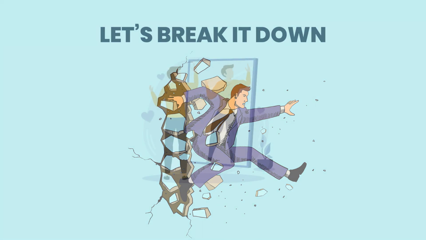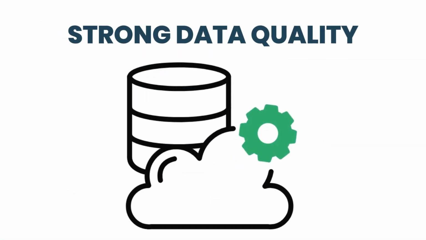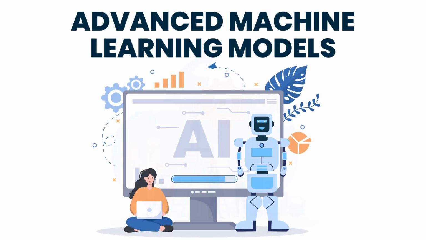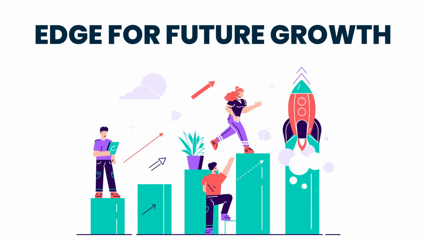Let's break it down. Strengths. What's working well? This could be things like strong data quality, skilled developers, or advanced machine learning models. It helps us understand what we can build on and where we have an edge for future growth.